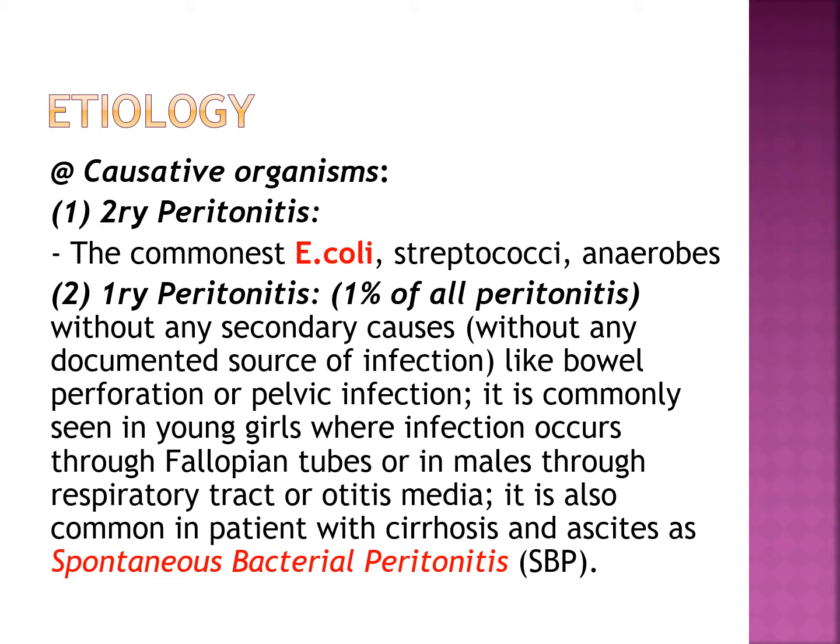And in a small subset, as we have discussed in the anatomy, the female peritoneal cavity is connected to the exterior, and it rarely causes spread of infection through the fallopian tube, which can cause some sort of primary peritonitis. But of course, this is very rare.